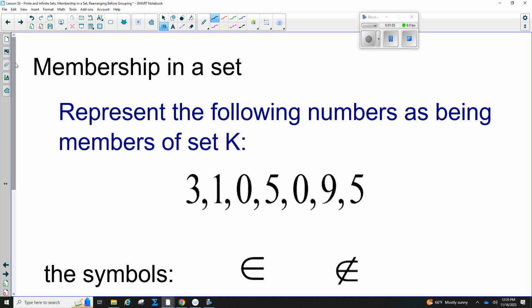All right, membership in a set. First it says, represent the following numbers as being members of set K. All right, so they're telling you to label this set K, and we do these brackety things like that. So you actually want to do them like that, okay?